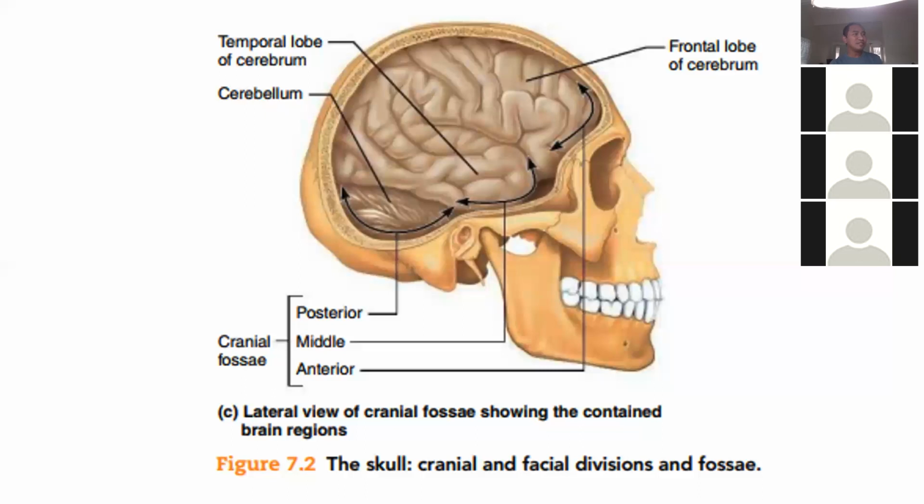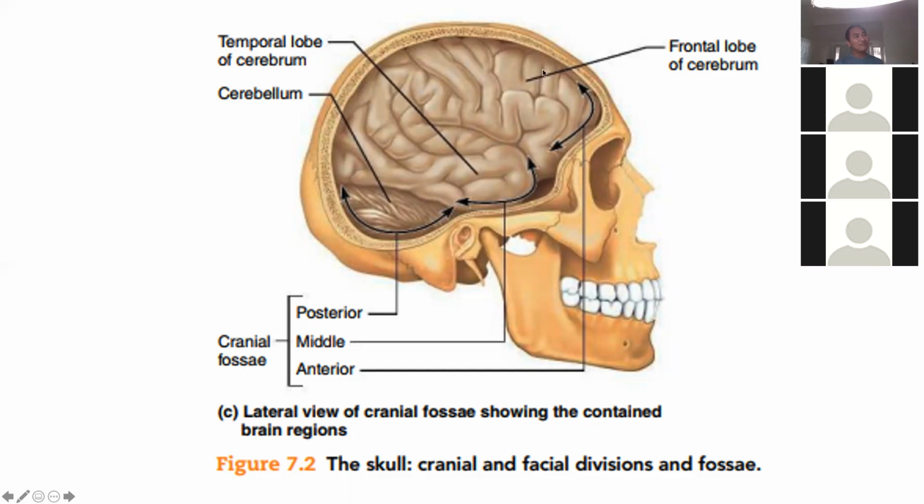Yeah, so this is not a big thing for you guys now. The parietal bone and the temporal bone and part of the occipital bone, part of the frontal bones has been removed to see the brain inside.